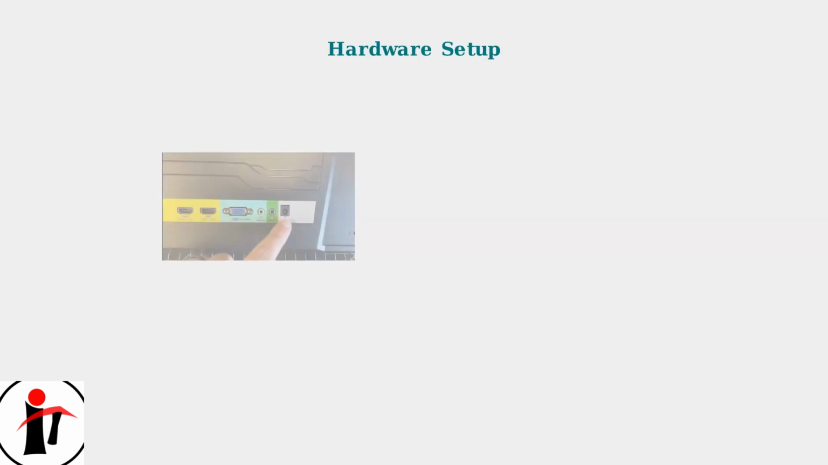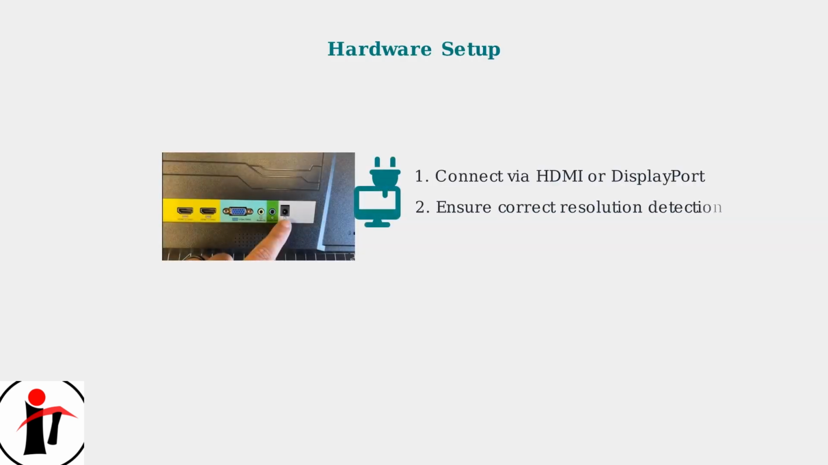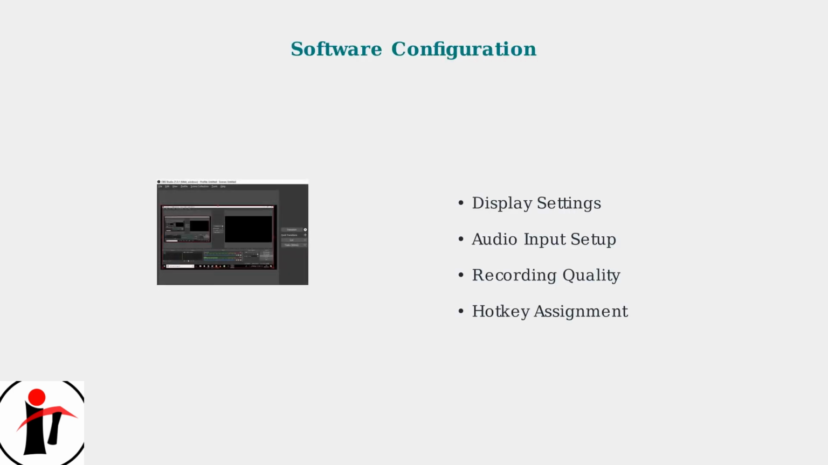Setting up screen recording on Sceptre monitors starts with proper hardware connection. Connect your monitor using HDMI or DisplayPort for optimal signal quality and compatibility. Next, configure your recording software. Popular options like OBS Studio provide comprehensive settings for display capture, audio inputs, and recording quality.